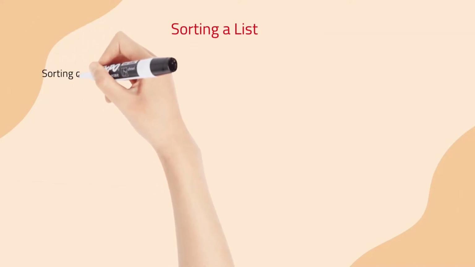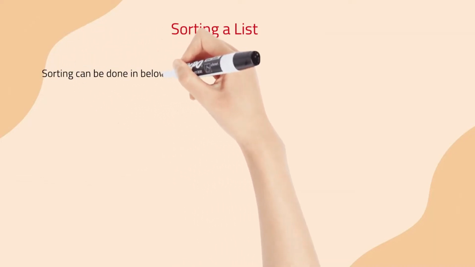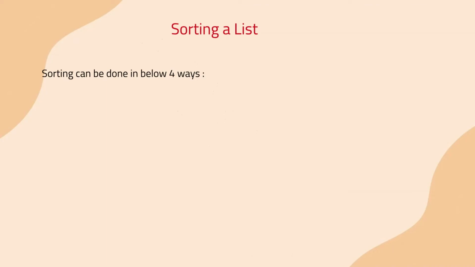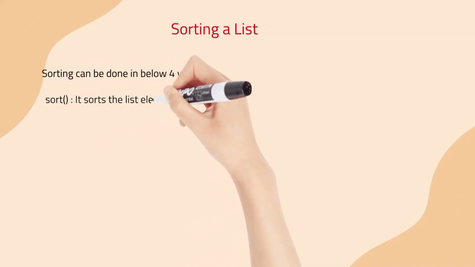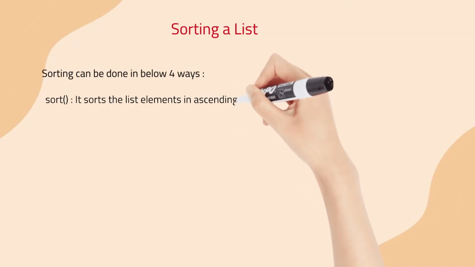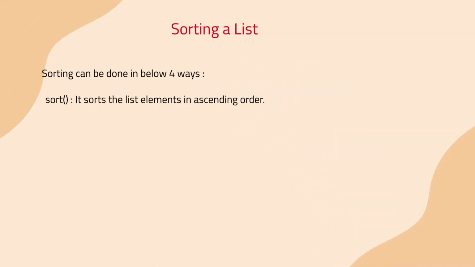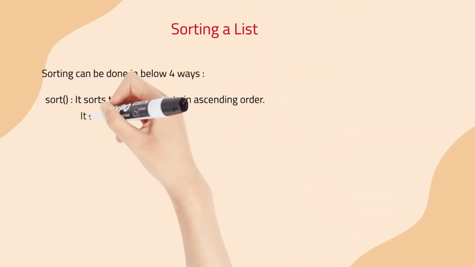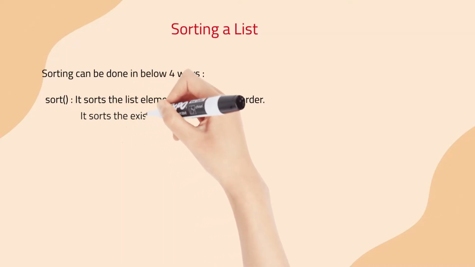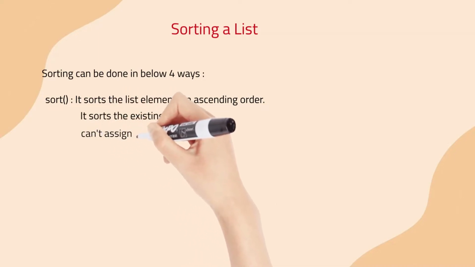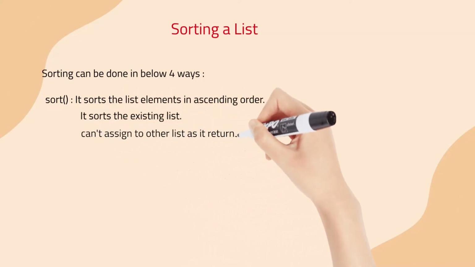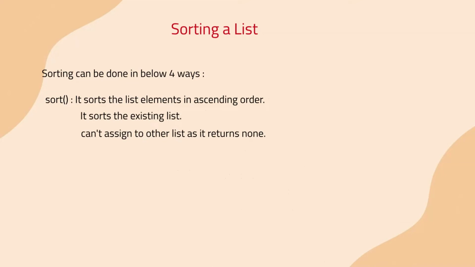We can sort the elements of the list in 4 different ways. The first is using the sort method. It sorts the list elements in ascending order. It will sort the existing list on which the sort has been applied. List.sort returns None, so it cannot be assigned to any other list.